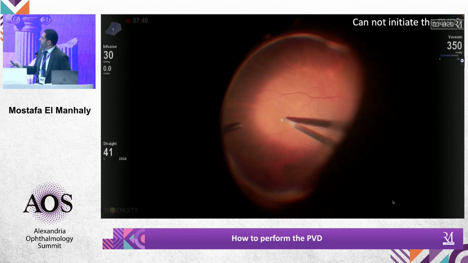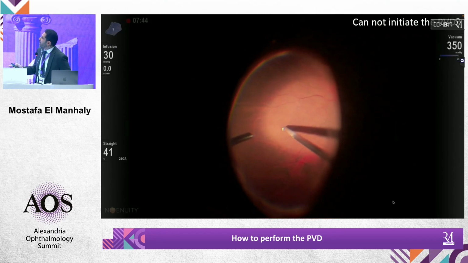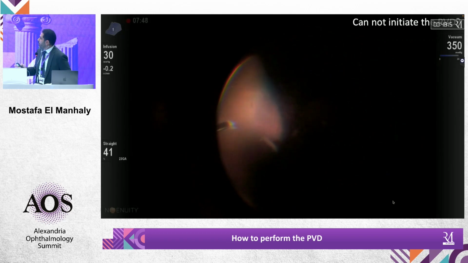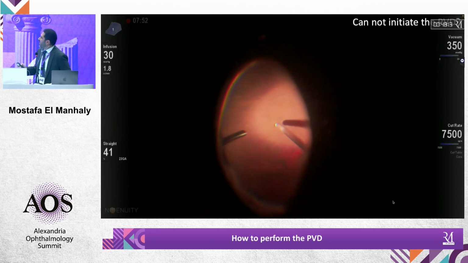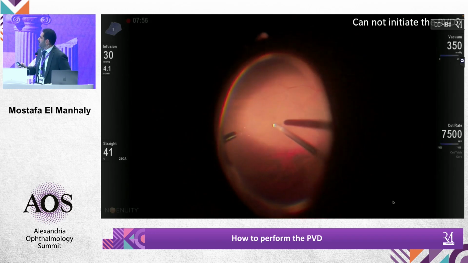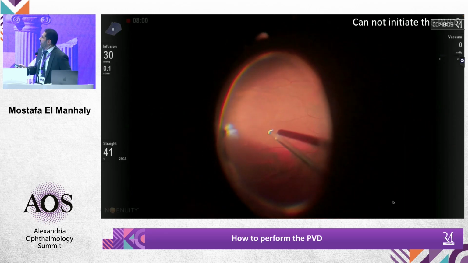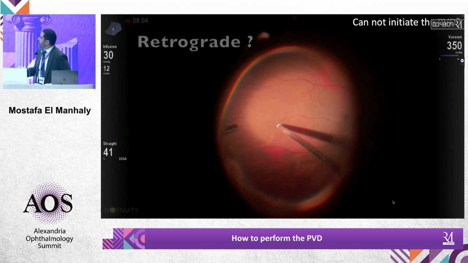This is the clue, as Dr. Hany was telling us, that sometimes we can start the PVD at the temporal part, because we may find this cluster over the ciliary nerve, whether nasal or temporal. And my question here, Dr. Ehab, would you do it as a retrograde?